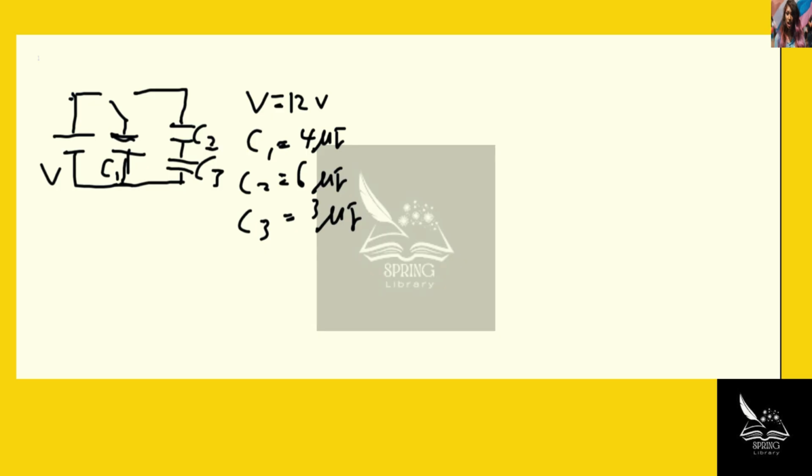Initially, we turn the switch to the left-hand side. In that case, this will become a closed loop, so we can simply ignore C2 and C3. The charge stored in C1 initially is Q1 equal to V times C1, equal to 48 microcoulombs.